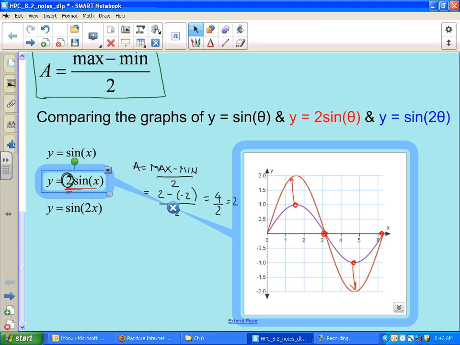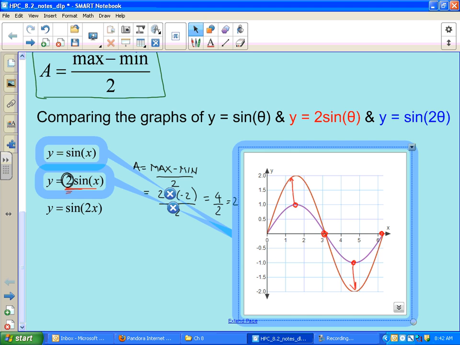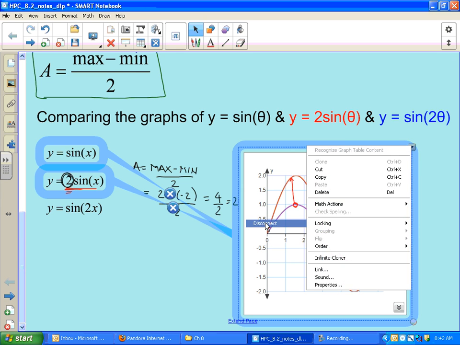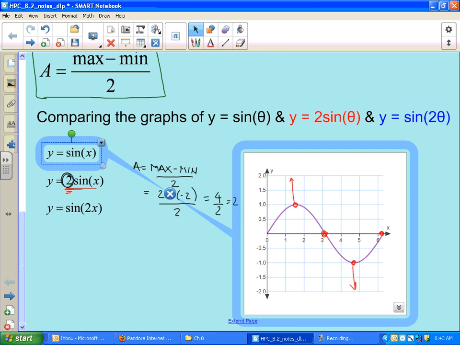All right, let's take that graph off. Cut that one. Oops. I have to disconnect. All right. So we're going to put the sine graph back on. The normal sine graph. Let's get rid of these.